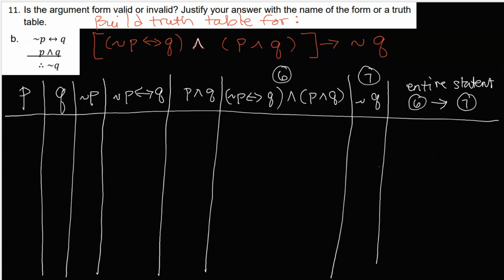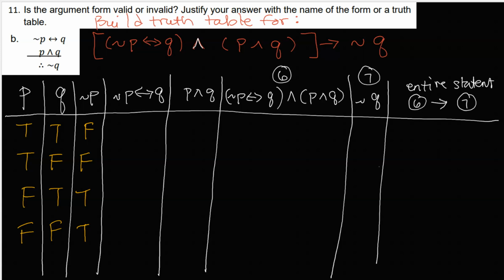Okay, so there we go. So go ahead and let's list out our possibilities here. We have true, true, true, false, false, true, and then false, false. Okay, not P is the opposite of P, so that would be false, false, true, true.